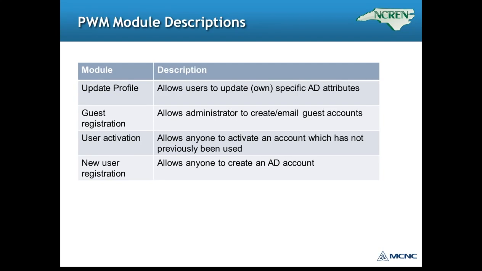The sixth one, update profile, gives users the ability to update designated attributes in their own Active Directory accounts. The seventh, guest registration, gives administrators the ability to register guests in Active Directory. The eighth is activate account, and I have down user activation, but in the software it's actually called activate account. It allows users to activate Active Directory accounts without a password under certain conditions. And the last, new user registration, gives users the ability to set up their own accounts in Active Directory.